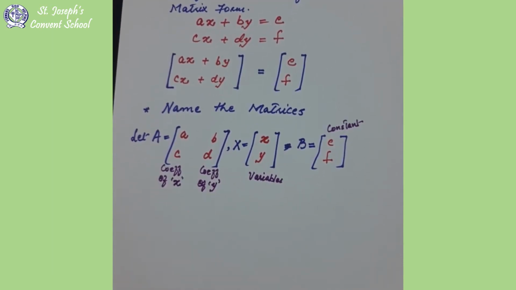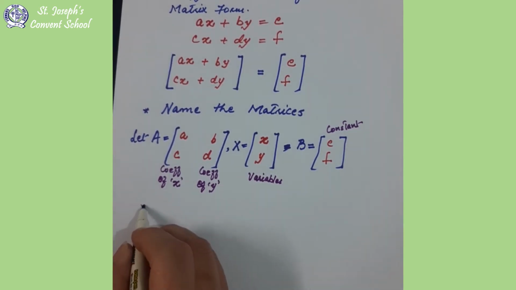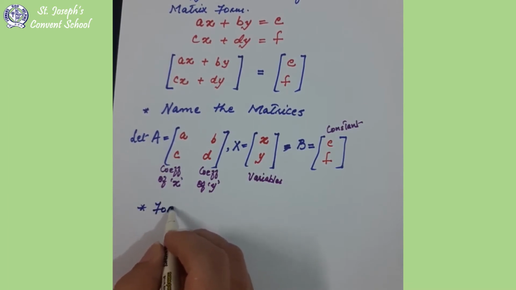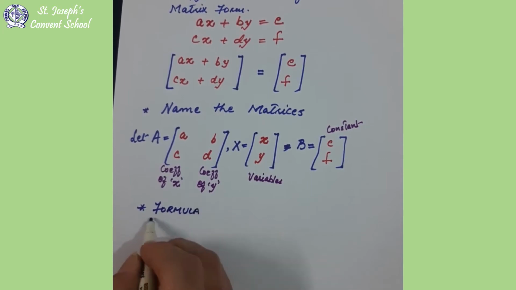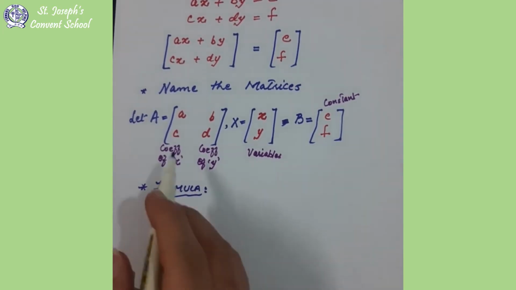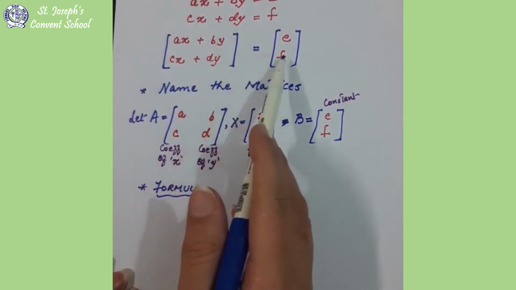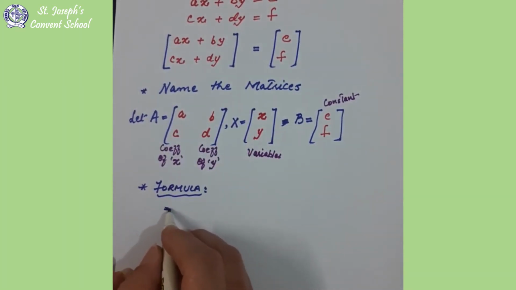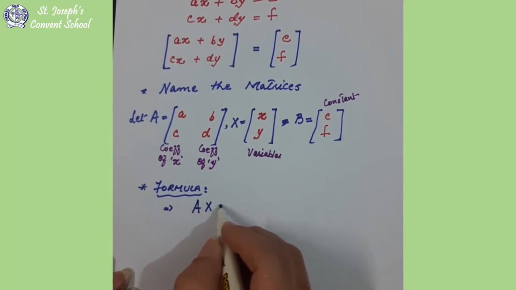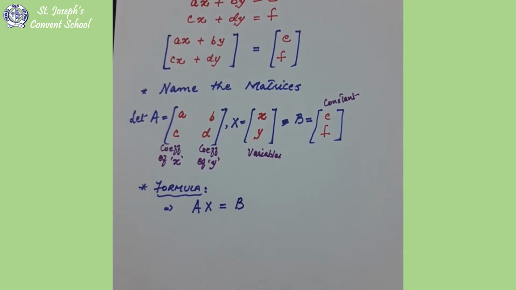Now the next step is to apply the formula. We'll write down the formula. In the equation, the first matrix is A, X, equals B. So we will write AX equals B. In AX equals B, you can see the unknowns are the variables x and y. So we will find x and y. You have to find matrix X.